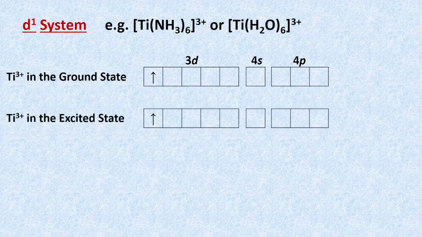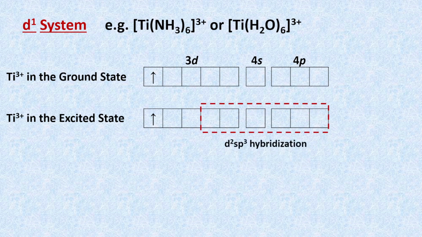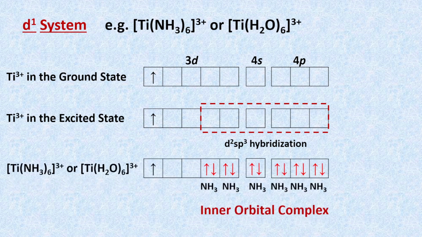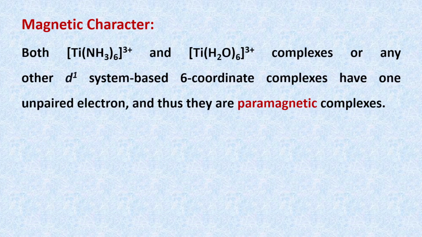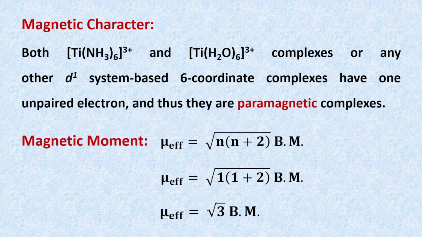Now, the two vacant 3d, 1 4s and 3 4p orbitals hybridize to give d2sp3 hybrid orbitals. Then the 6 ligands donate their sigma electrons to empty d2sp3 hybrid orbitals to form an inner orbital complex. Both complexes or any other d1 system based octahedral complex have one unpaired electron, so they are paramagnetic complexes and their magnetic moment is √3 Bohr magneton.